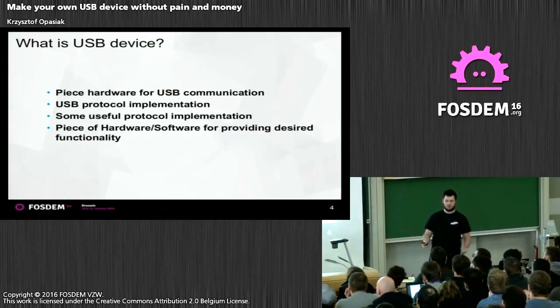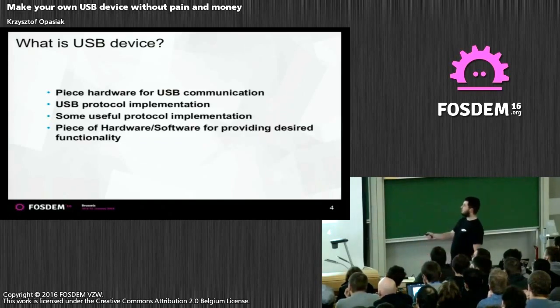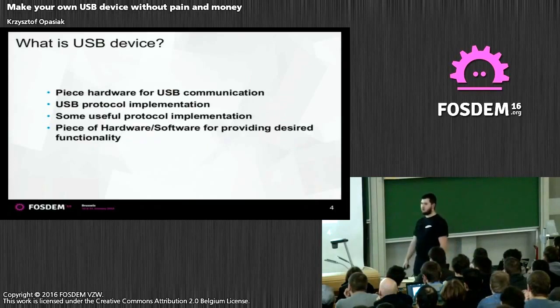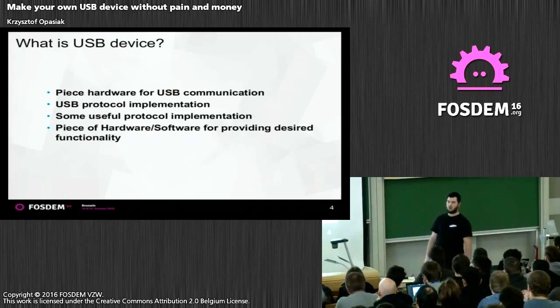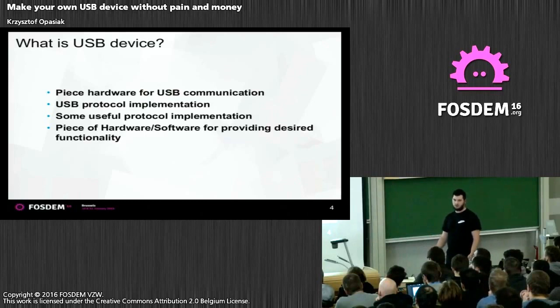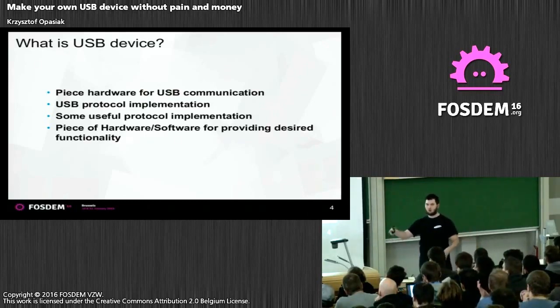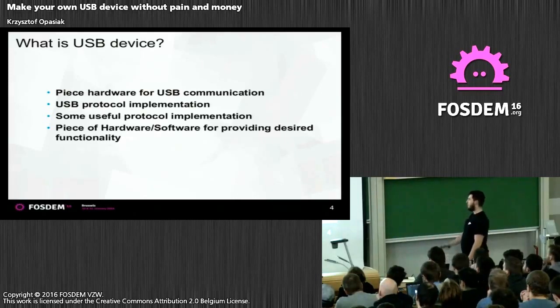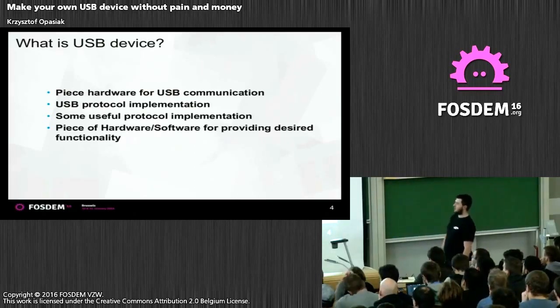Okay, so what is a USB device really? First of all, it's a piece of hardware for USB communication, because if we would like to talk about a USB device, we need to communicate using the USB protocol. So we need some hardware for this. Then we need implementation of the USB protocol itself. This allows us to communicate on a logical level between host and device.